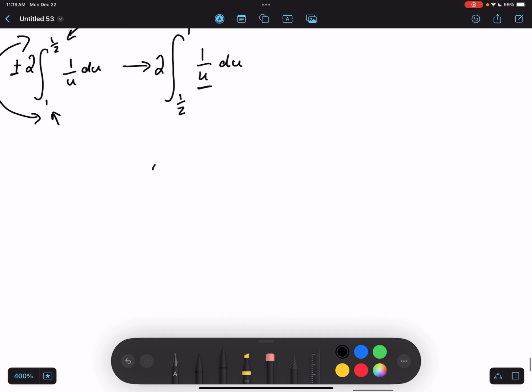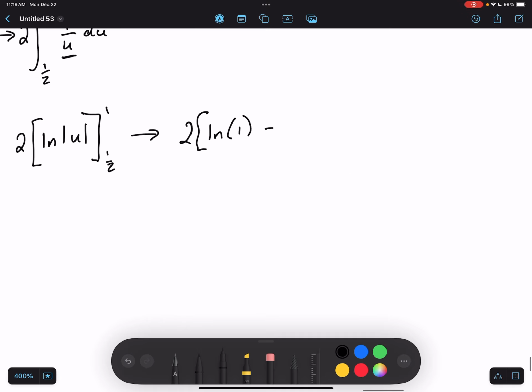And of course when you integrate 1 over u with respect to u, you are given the natural logarithm of the absolute value of u. So we have 2 times, in brackets, the natural log of the absolute value of u integrated from 1/2 up to 1. And so now we can evaluate this. What we have is 2 times the natural log of the absolute value of 1, which is just 1, in regular parentheses, minus now the natural log of, again in regular parentheses, 1/2. Of course, the natural log of 1 is 0, so what we have is negative 2 times, rather, the natural log of 1/2.